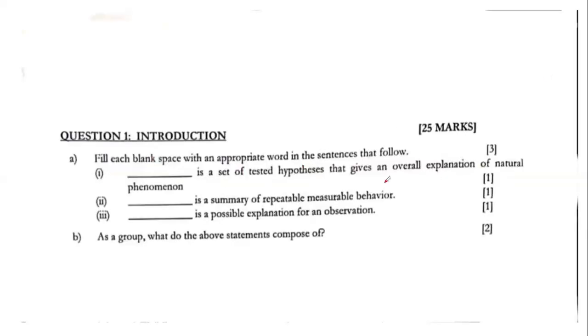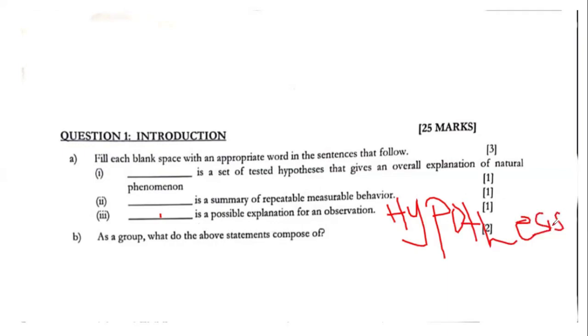So here you can see the questions. I've put them here, and we can take an example. They're saying "dash is a possible explanation for an observation." So we said anything that tries to explain an observation is called what? A hypothesis. So the answer there will be the hypothesis. So these questions do come, right? They just look simple like that. So make sure you start knowing them from the very start.